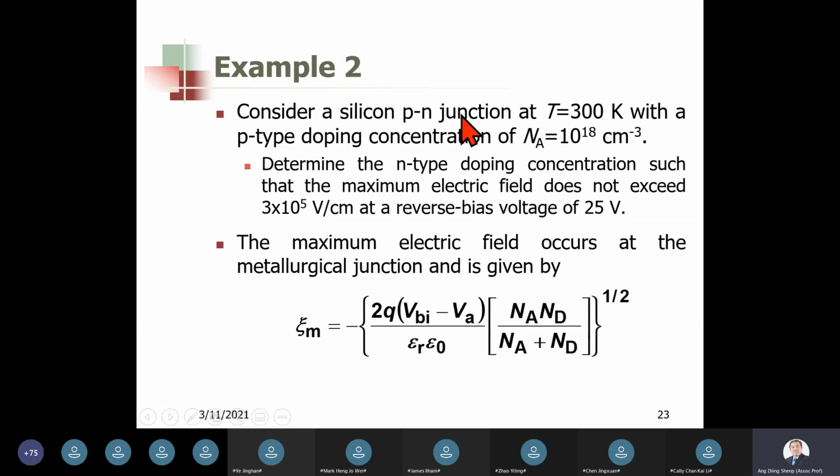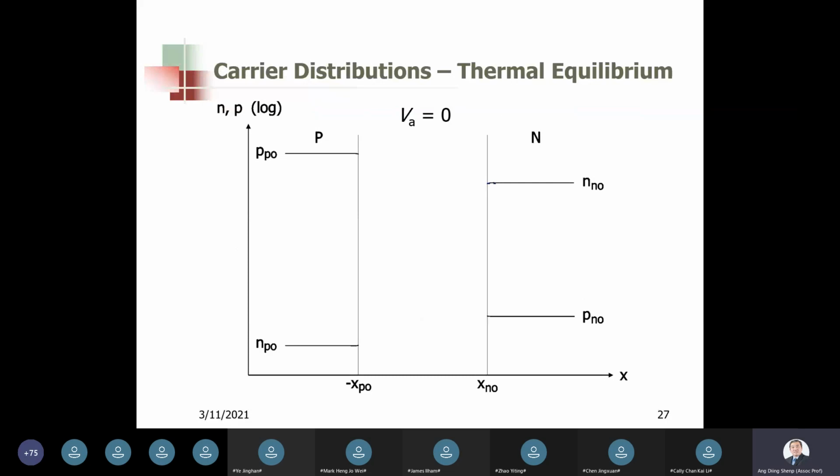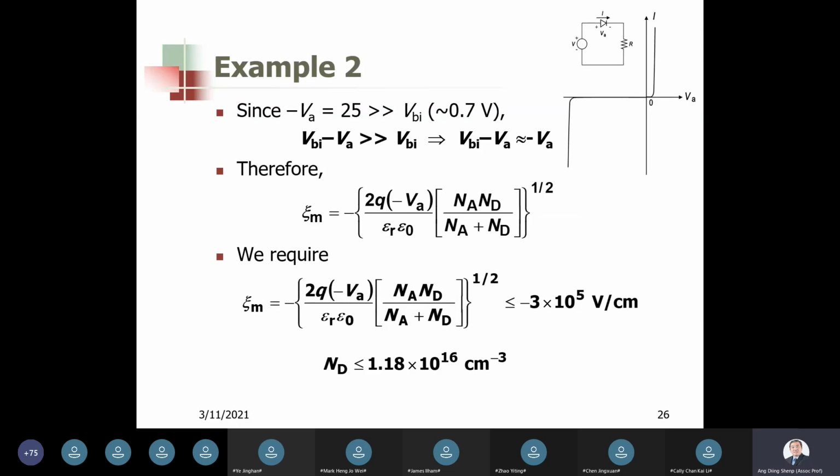Now there is a practical relevance to this example, which I will not discuss at this point. I will defer it till later when we discuss the chapter on the breakdown of the PN junction. Okay, so that's example 2, right?